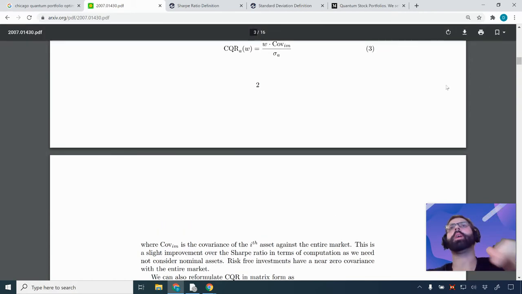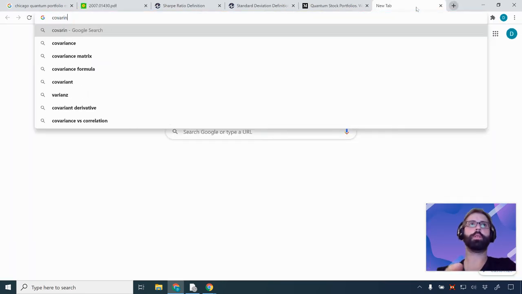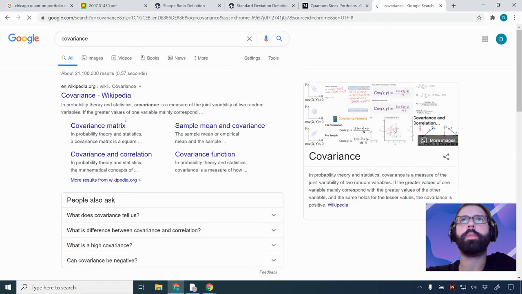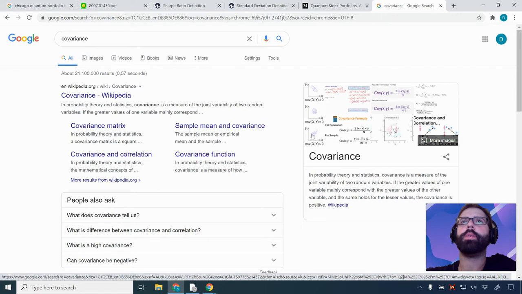Covariance is like how they differ from each other, right? I keep mixing these concepts up. Joint variability, exactly. The joint variability of two random variables. If the greater values of one variable mainly correspond with the greater values of the other variable, and the same holds for the lesser values, the covariance is positive. Okay, so it's negative. It's like these. It's positive. It's like these. If it's zero, it's like there's no relationship.